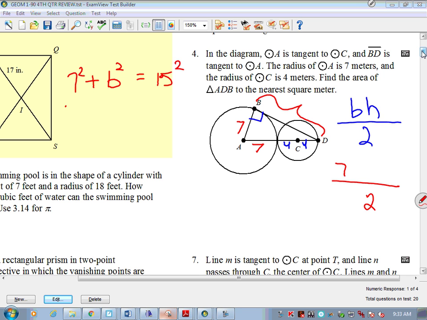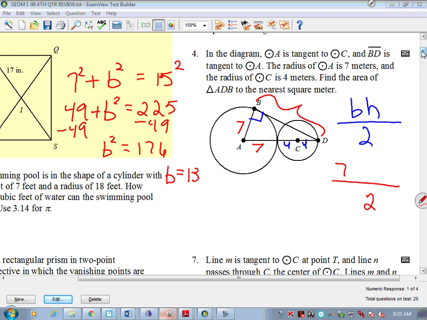Okay. All right, 49 plus b squared, 225. Subtract 49 from both sides, he says. Square root 176, 13.3. Okay, so b, he says, equals 13.3. Okay, so we're going to take 7, multiply it by 13.3, and then divide that by 2.